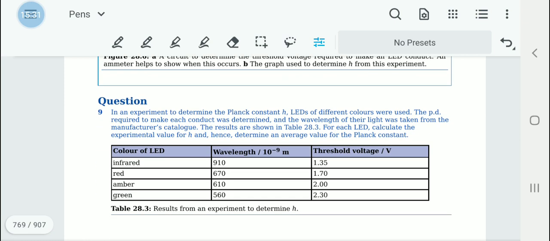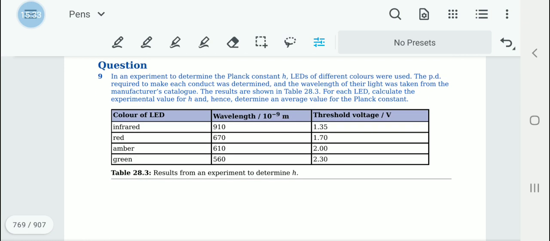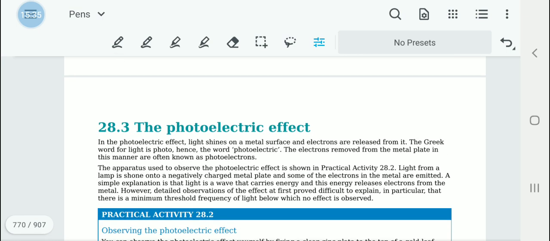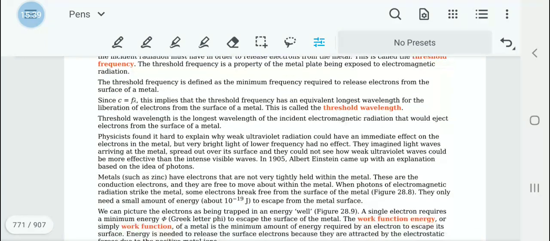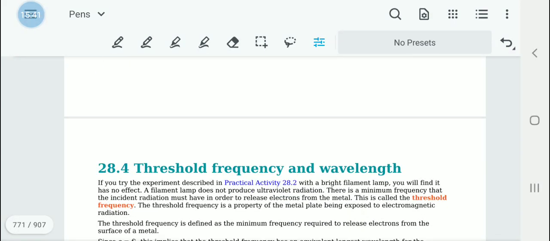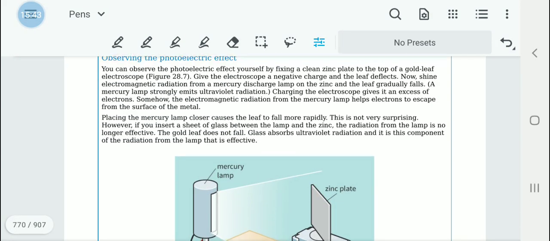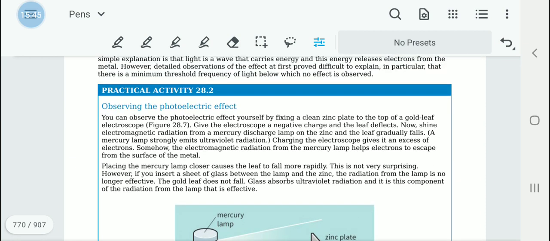Right. So I hope you have understood. Please try to do question number 9. If you have any difficulties, let me know. Then we will discuss.